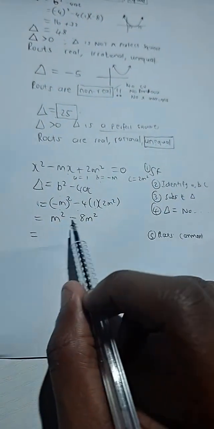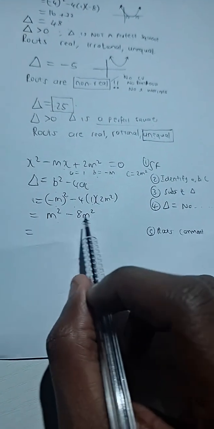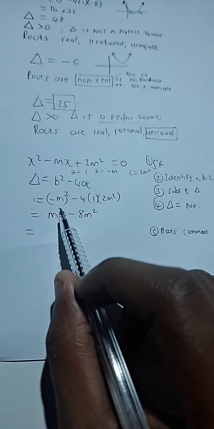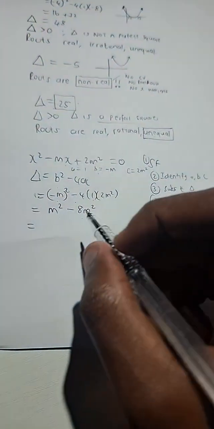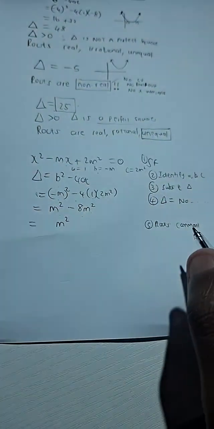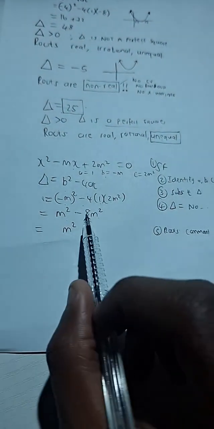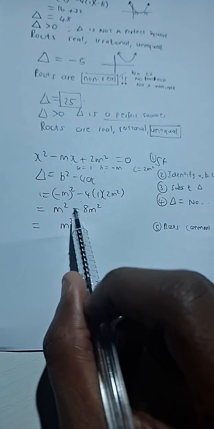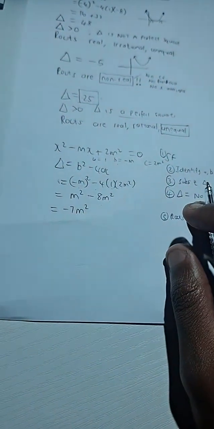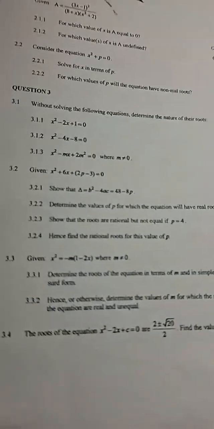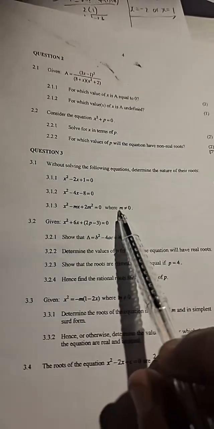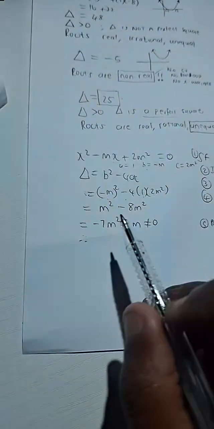Then you can see, guys, that m squared minus 8m squared, these are like terms. The variables have the same exponent, so these are like terms. So what we do is we keep the variable with the same exponent, and then we add the like terms. What's 1 minus 8? That's negative 7m squared. But then they had a condition there. It says where m cannot be 0. So there's a stipulated condition that m cannot be 0.